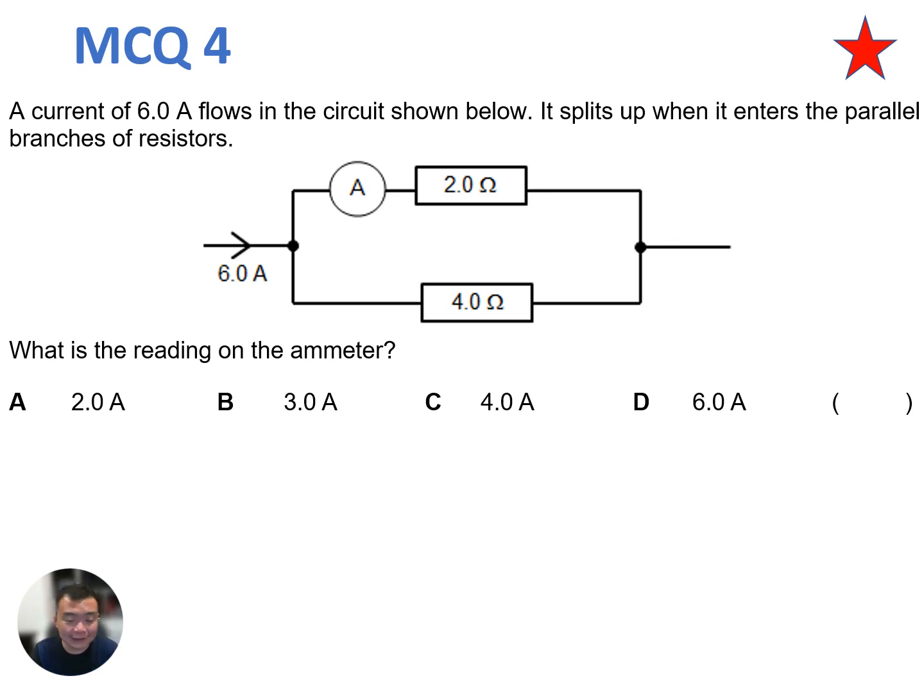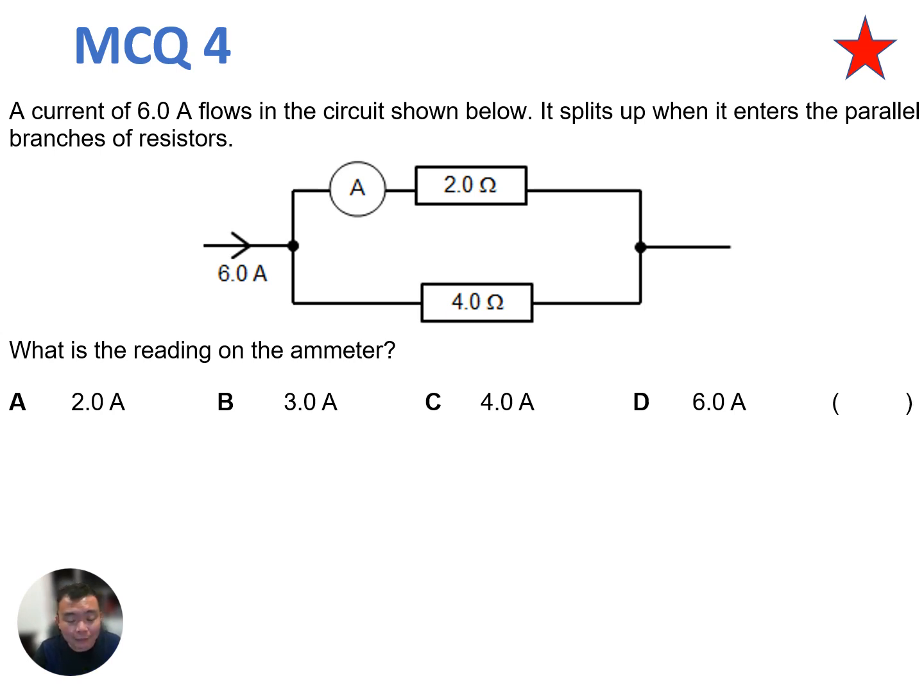There are a few ways to solve this question, so I will show you two methods here. Our aim is to determine the current passing through the 2 ohm resistor. We are given that there's 6 amperes that flows into the junction that splits into two paths past the two resistors of different resistance.